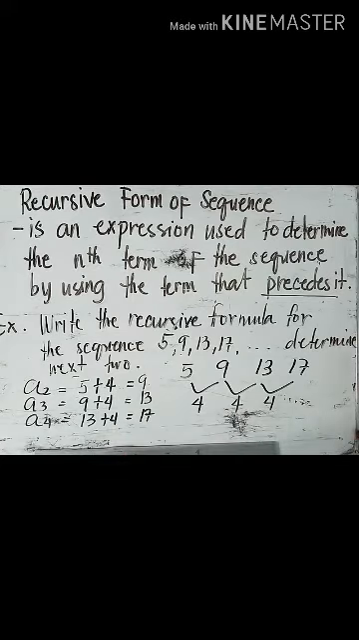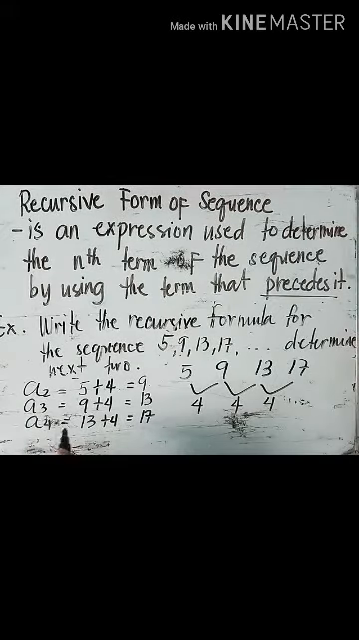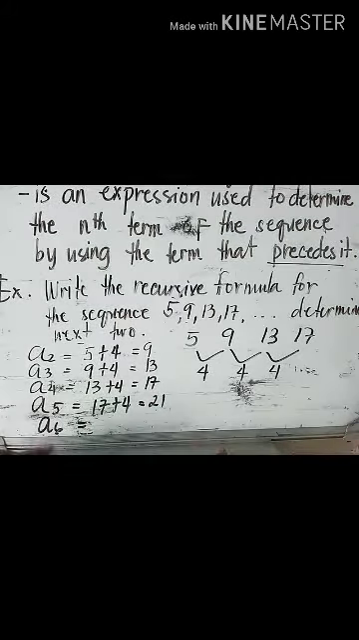So now we conclude that in determining the 5th and 6th terms, we can use the given pattern. A5 is equal to 17 plus 4, that means this is 21. And then A6 is equal to 21 plus 4, that is 25.